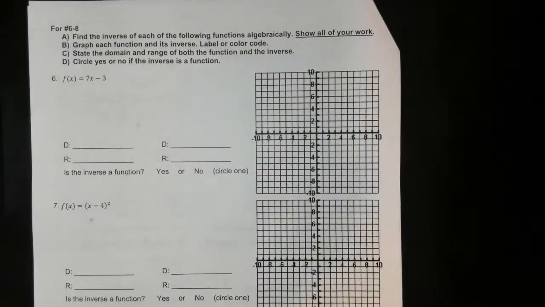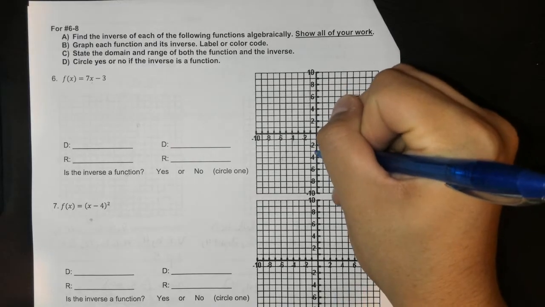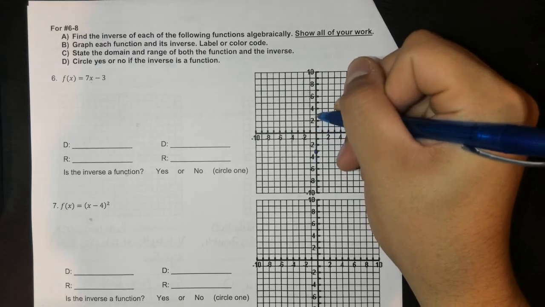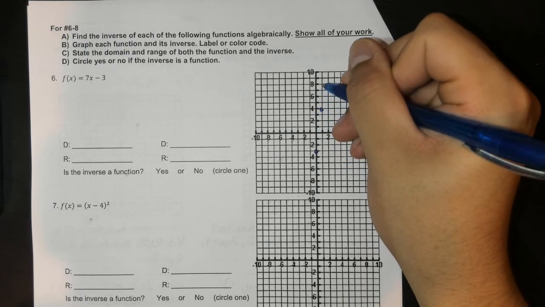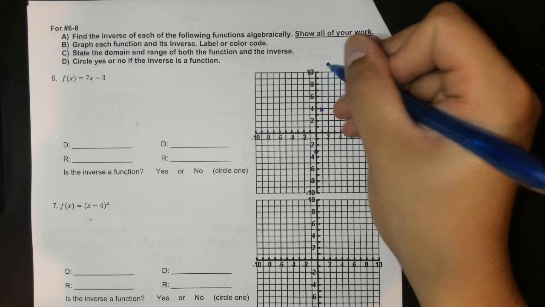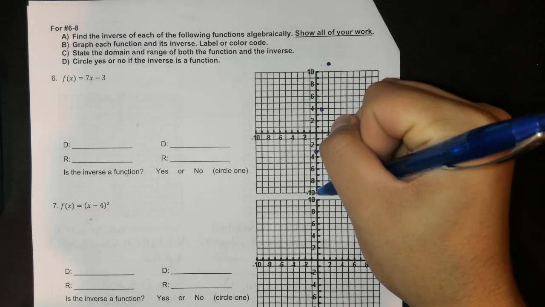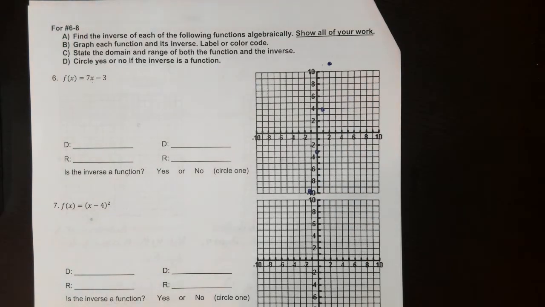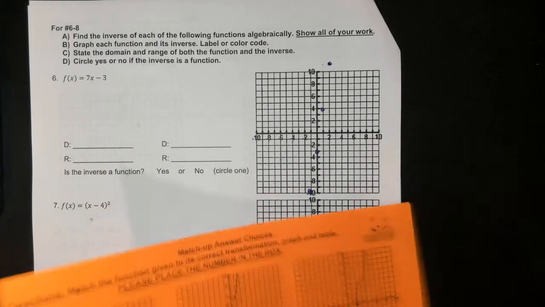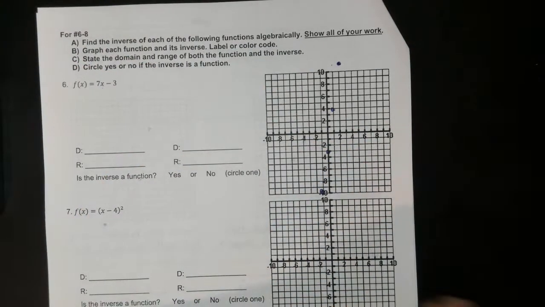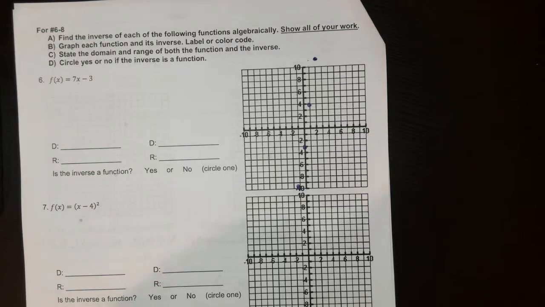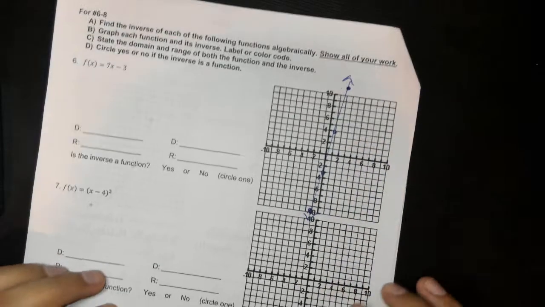This is just a linear function. Y-intercept is negative 3, slope is 7. So up 1, 2, 3, 4, 5, 6, 7, right 1. Again, 1, 2, 3, 4, 5, 6, 7, right 1. This one comes off the graph. So that's the original one.